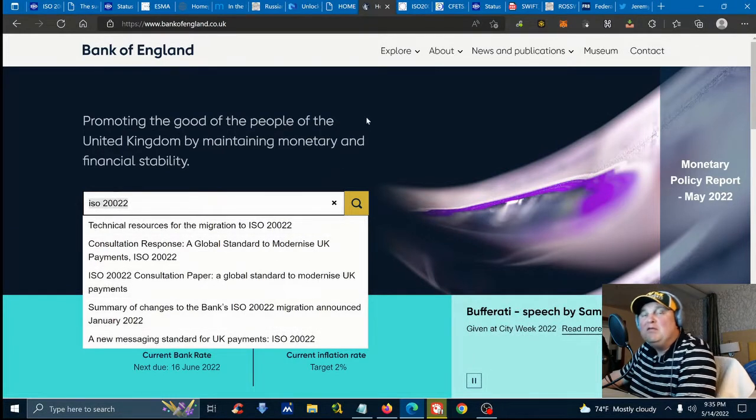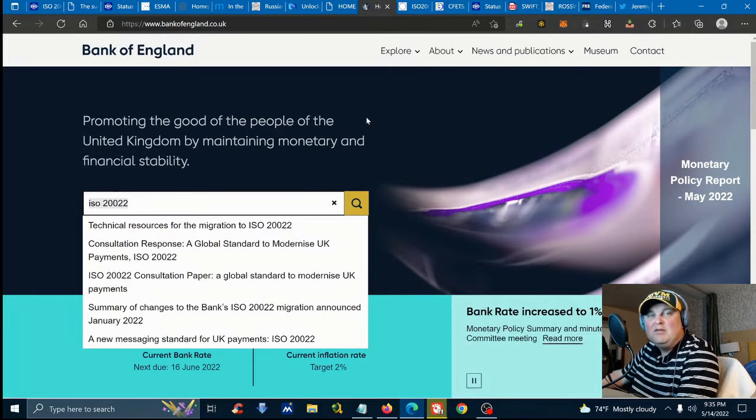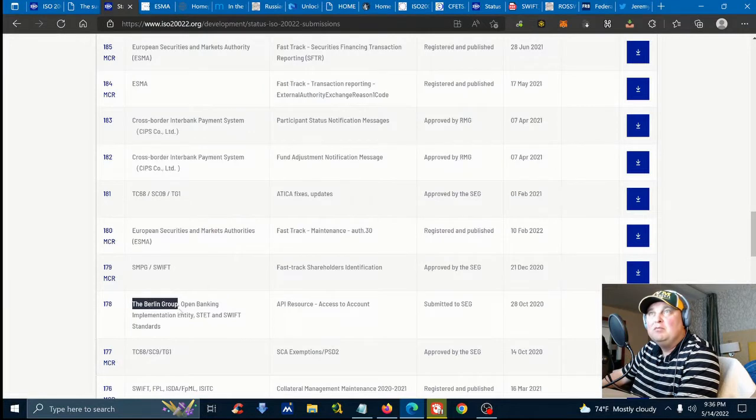Now, the reason why I'm showing you all this is because a lot of FUD out there is going to try to tell you that it's a bunch of bull, whatever. What I'm trying to show you is the clear-cut evidence that ISO 20022, one, is absolutely legit, and two, that it's coming. How about the Berlin Group?